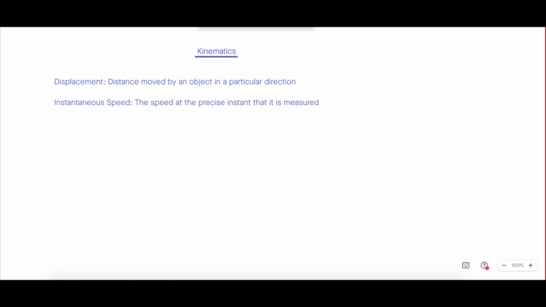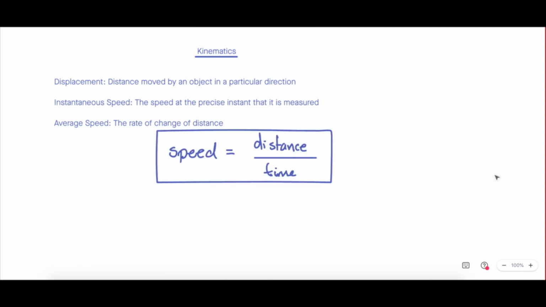So that shouldn't be confused with the average speed, which is the rate of change of distance. So we can write that as an equation. Speed is equal to distance over time. Speed is measured in meters per second. Distance is measured in meters, and time is measured in seconds.